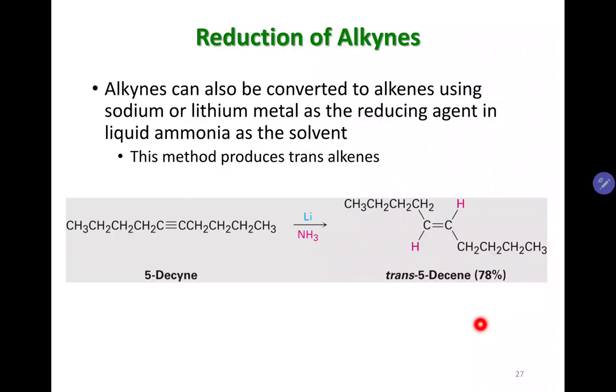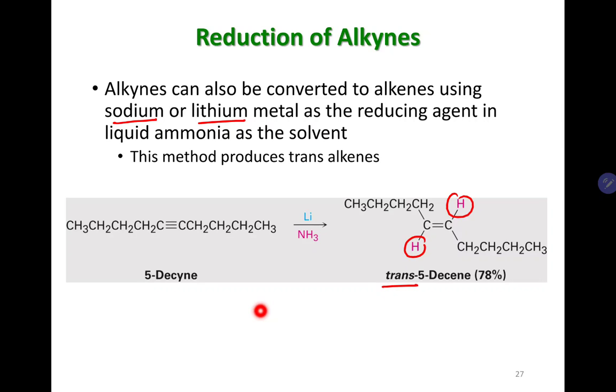And let's say you want a trans alkene from an alkyne. What you do is you use sodium or lithium as the metal, and then you reduce in the presence of liquid ammonia. So you will reduce your alkyne with a metal like sodium or lithium and liquid ammonia, and this reduction will give you a trans product.